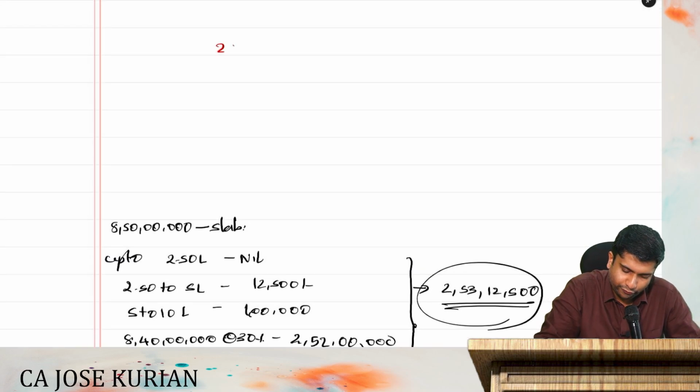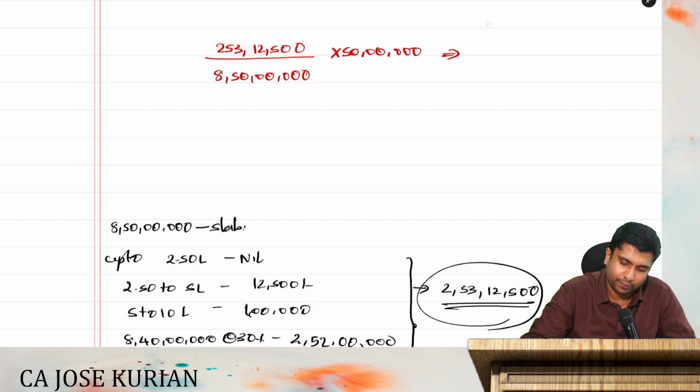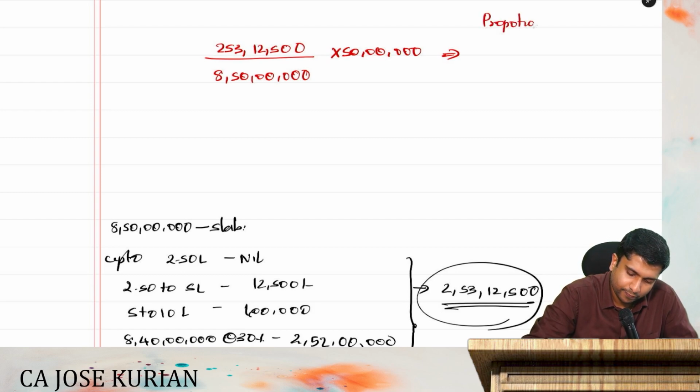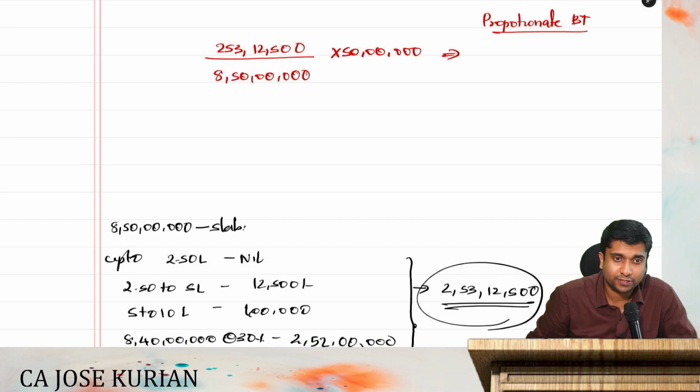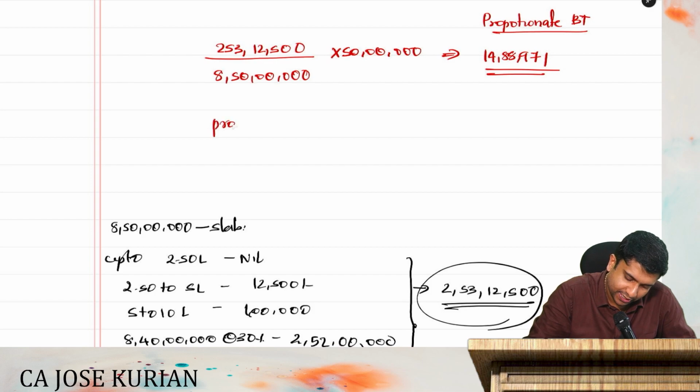So 253,12,500 is the total basic tax liability divided by 8 crore 50 lakh. 8 crore is PGBP income, 50 lakh is dividend income. Into 50 lakh, which was my dividend income. So proportionate basic tax liability. How much will be my proportionate basic tax liability? Proportionate is BT, BT means basic tax liability. How much will be the figure? 14 lakh 88,971.